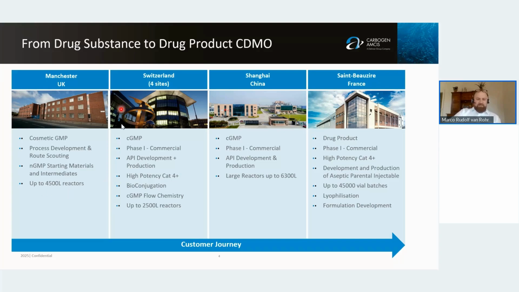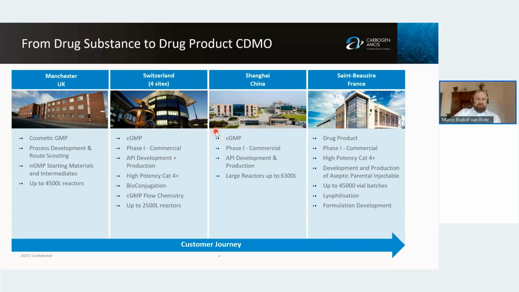We have the Swiss sites, they're more focusing on cGMP manufacturing, and we can also handle high potent substances. I will say a word about that later on. And we have a capacity up to 2.5 cubic meter vessels here in Switzerland. We do some GMP flow chemistry, and I'm working in the department for API development and production.